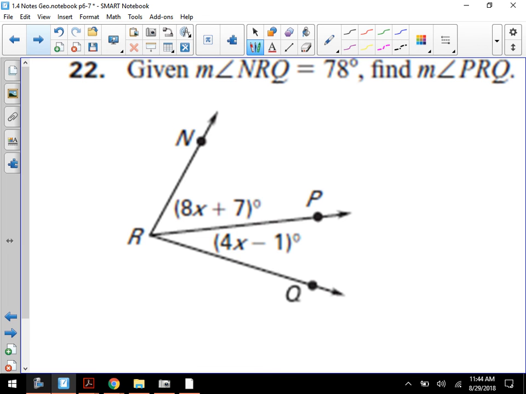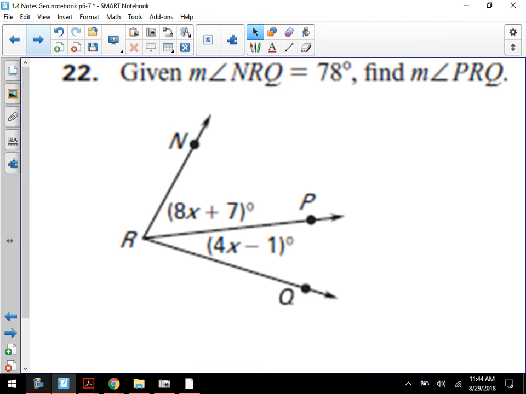Remember how in most cases when we've been talking, we've always said that geometry is just like algebra, but you have one more step. And usually that last step is substituting back into the problem to figure out a missing segment, a missing angle, some sort of a value. So here, you are given angle NRQ is 78 degrees.